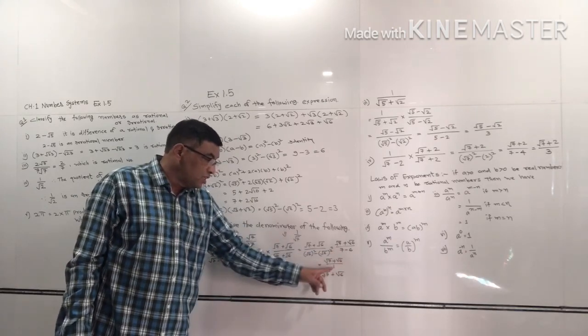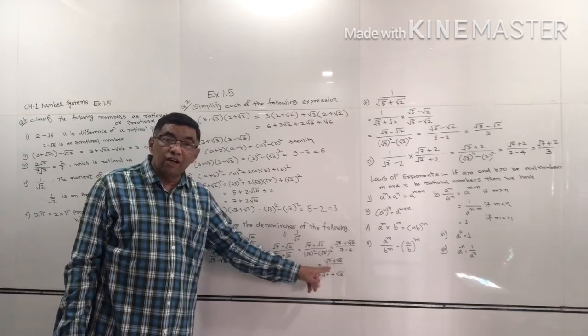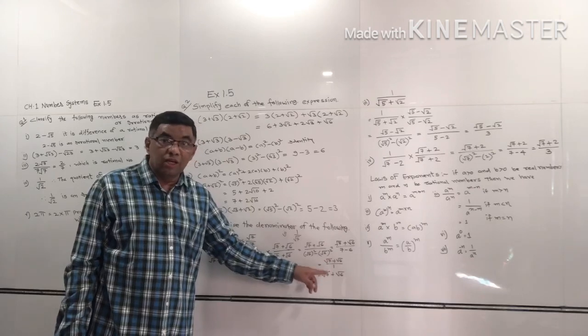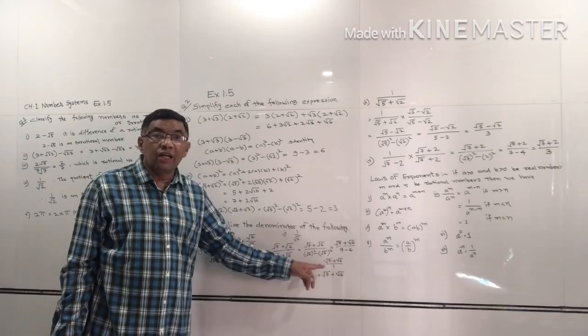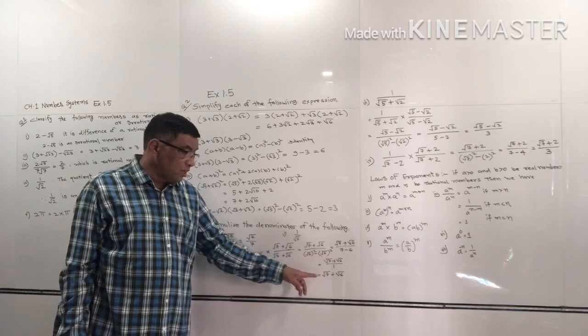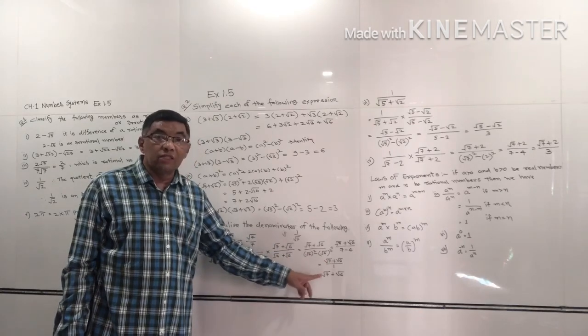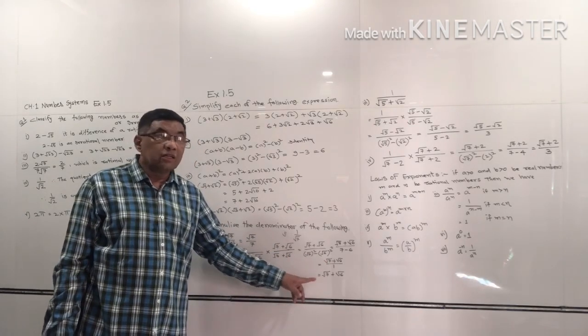7 minus 6 is 1. So in the denominator 1 comes, and 1 is a rational number. So that's why we have already converted the denominator into rational. So the answer is what? Root 7 plus root 6 divided by 1.